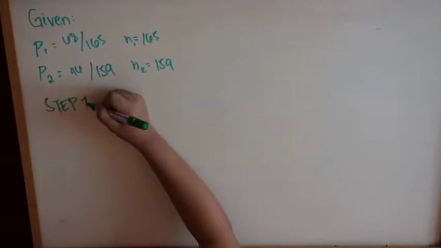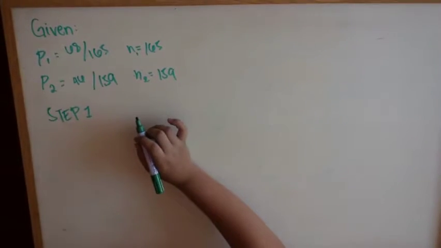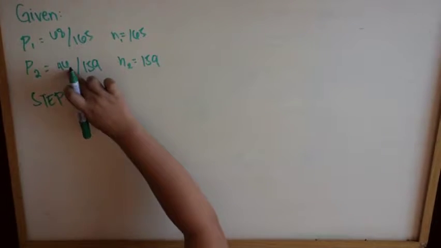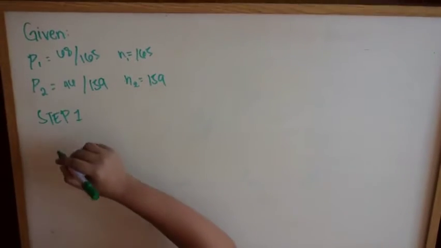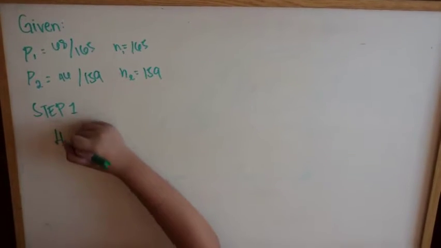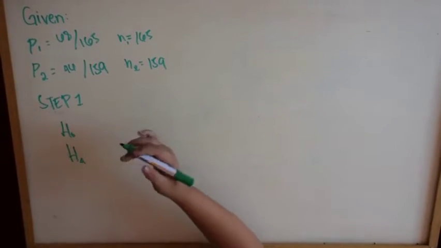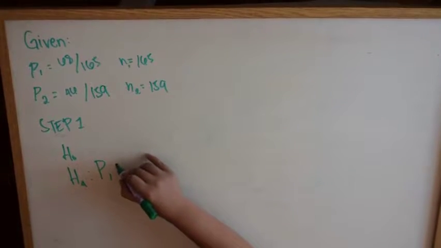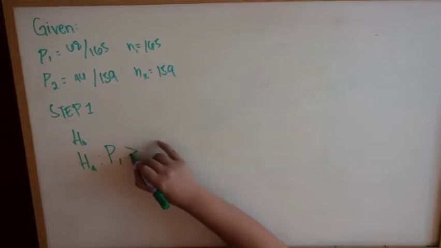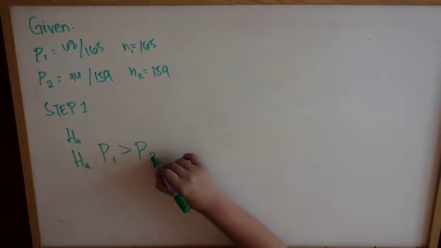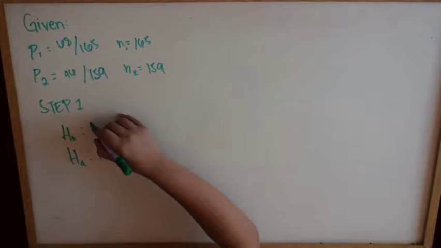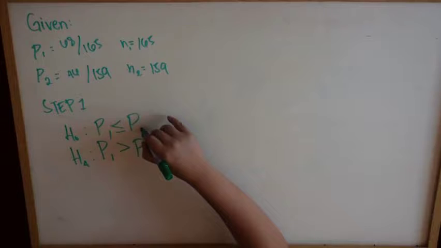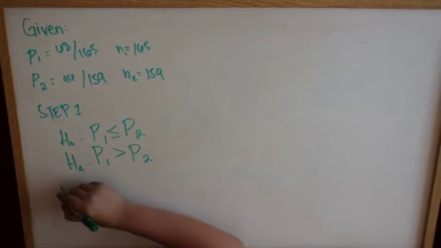So step 1 is to determine the hypothesis. Since we are finding that XO prevents ear infections, or we are finding if the placebo group has higher infections than the XO group, our alternative hypothesis is that P1, the placebo group, has higher ear infections than the XO group, which is P2, and our null hypothesis is P1 is less than or equal to P2. So let's proceed to step 2.